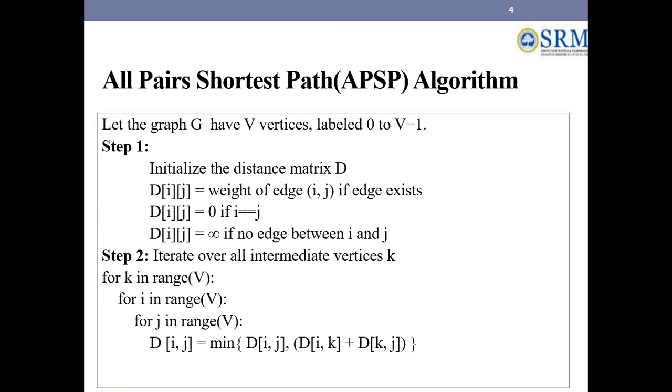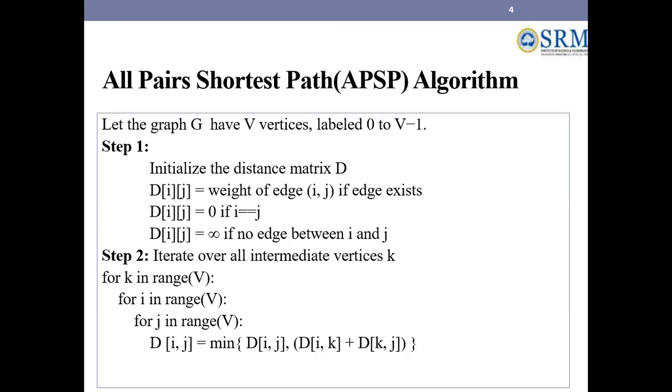Third, D of I J equals infinity if there is no edge. In the given graph, there is no direct path, no single edge between I and J. We can assign infinity as the distance. So there are three values in the initial distance matrix. The diagonal is always 0. If there is a single edge between two vertices, take the weight as the matrix value, and if there is no direct or single path between I and J, use infinity.